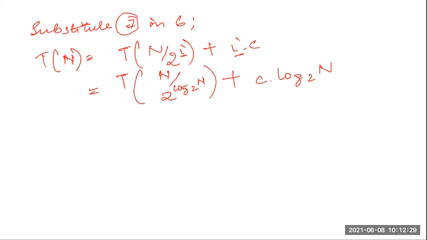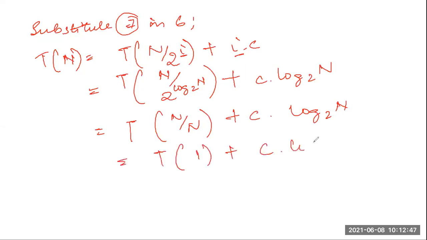Now, 2 to the power log 2n, this entire range will be n. This is the formula: 2 to the power log 2 of something is that element only, plus c into log n. So this will be 1 plus c into log n. So only one element in the range of the search is remaining. So when one element is remaining, no more recursion is required, no more breaking is required, no more iteration is required.